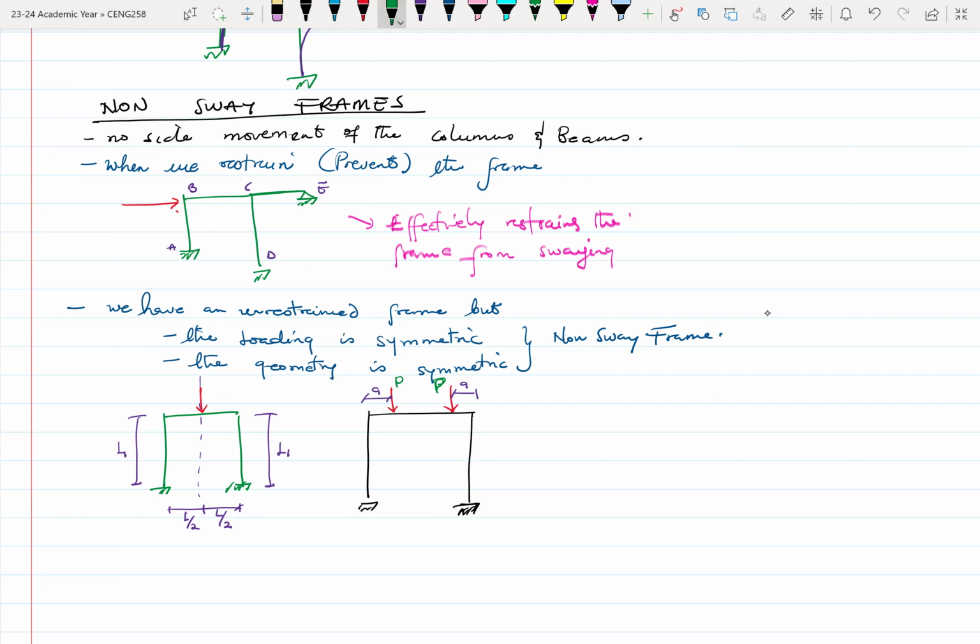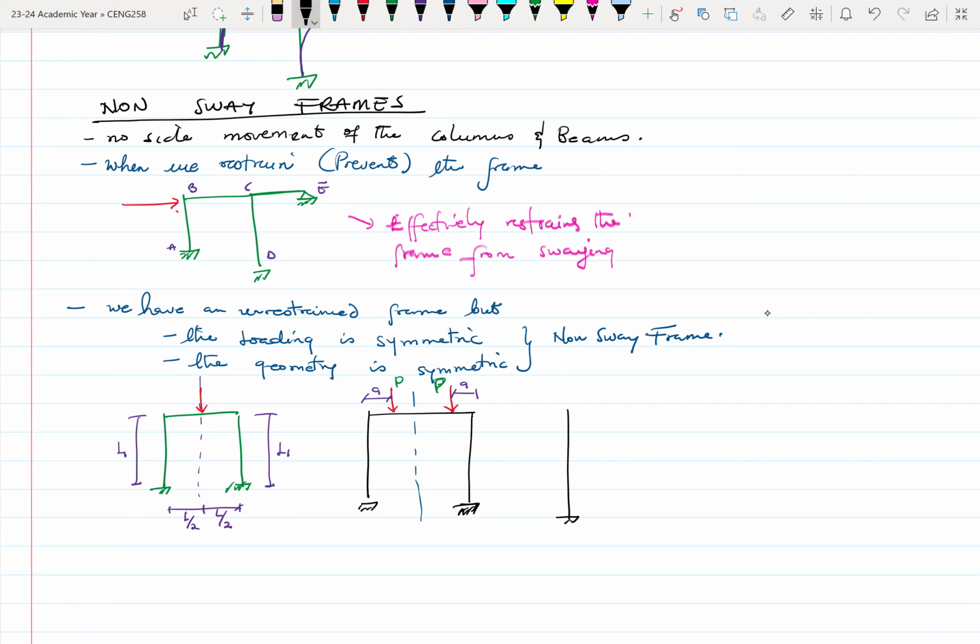Again, if you cut a section through the midpoint this way, it is symmetrical. Again, this will be a non-sway frame. I'm giving more examples so that we can tell if a frame will sway or otherwise.